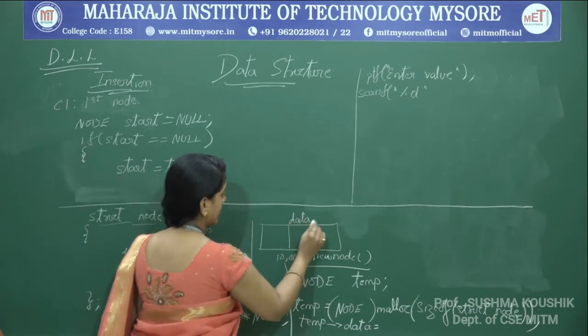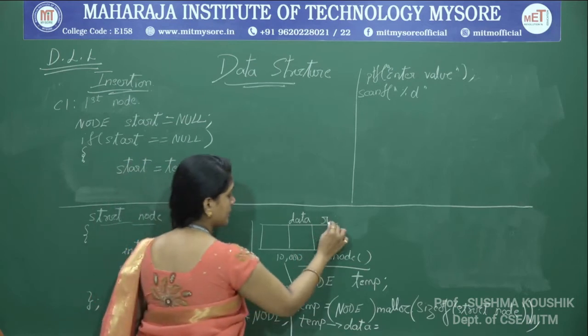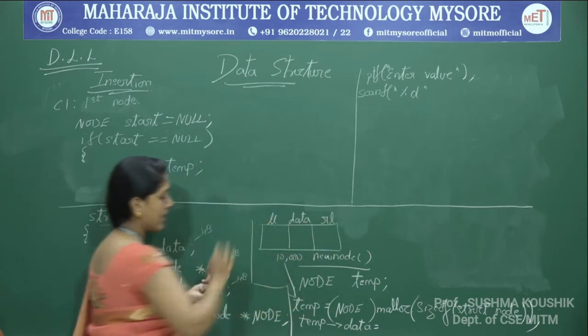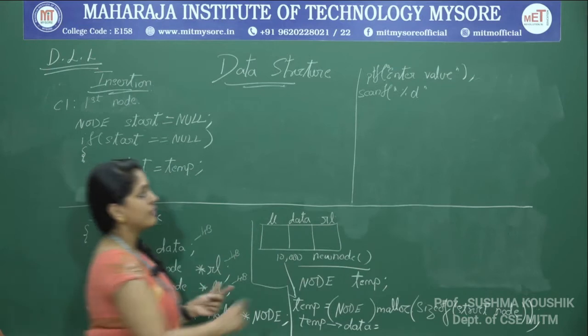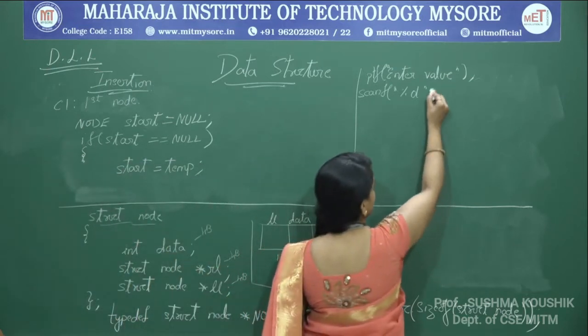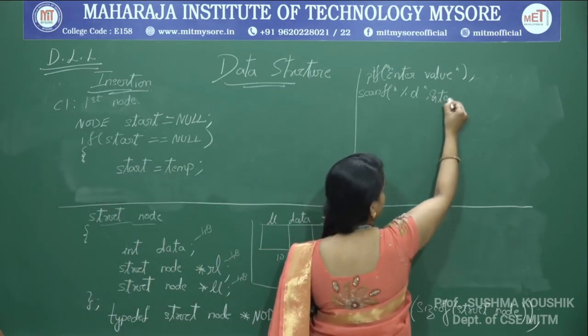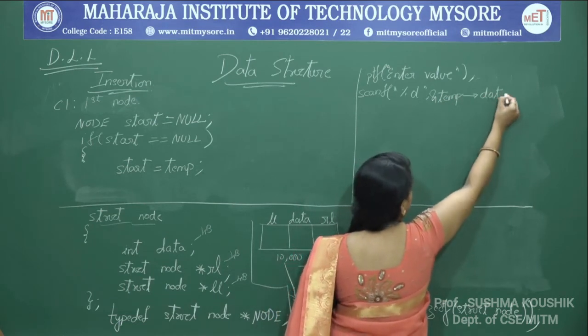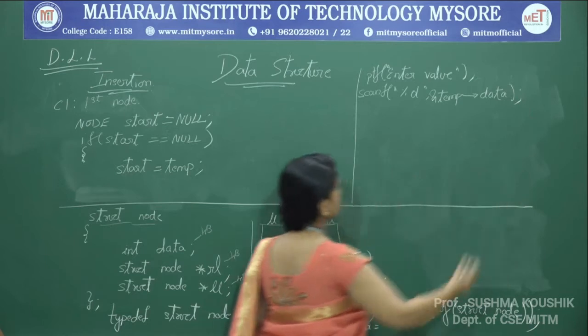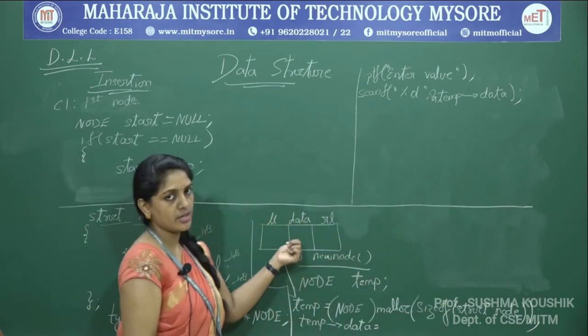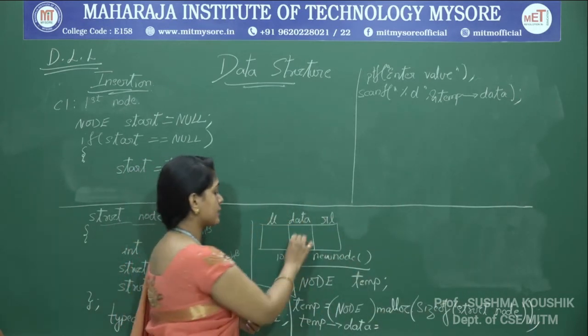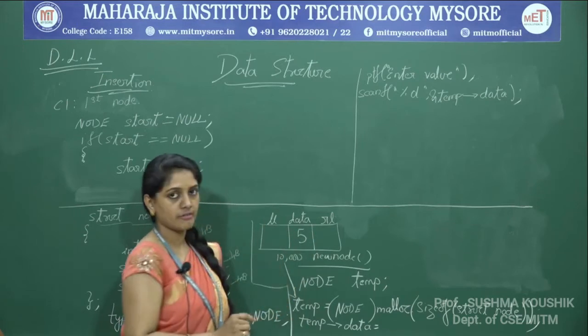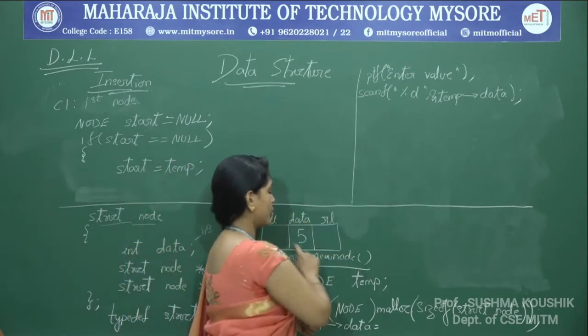data, and here I have taken RL, right link, and LL, left link. So how will I access this? Comma, ampersand of temp of data. Any data which you give as a user will be stored over here. Suppose you give the data as 5, that is stored over here now. Okay, 5 is read here and stored over here.